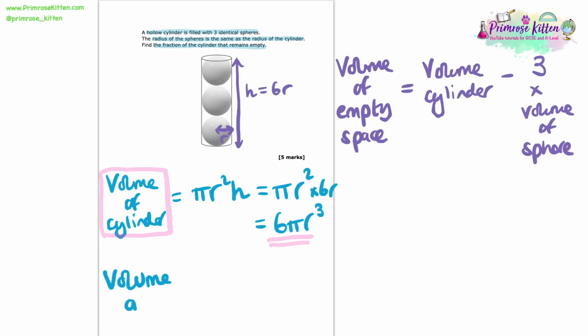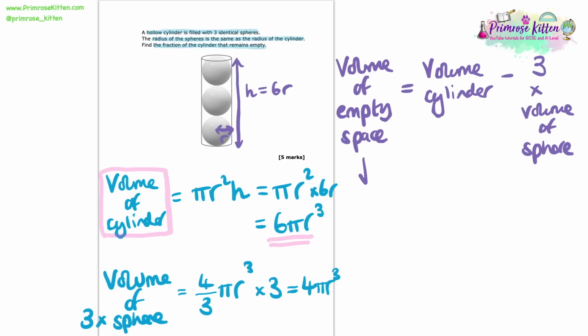We should know that the volume of a sphere is given by 4/3 pi r cubed. Now, in this case, as we're not looking for the volume of one sphere, we're looking for the volume of 3 spheres, all we're going to need to do is take this and multiply it through by 3. So the volume of the 3 spheres is equal to 4 pi r cubed.